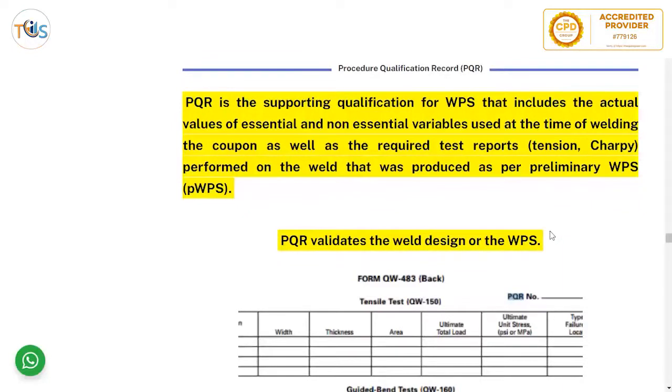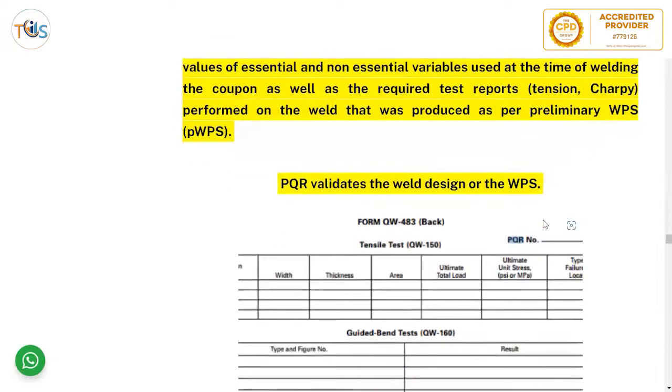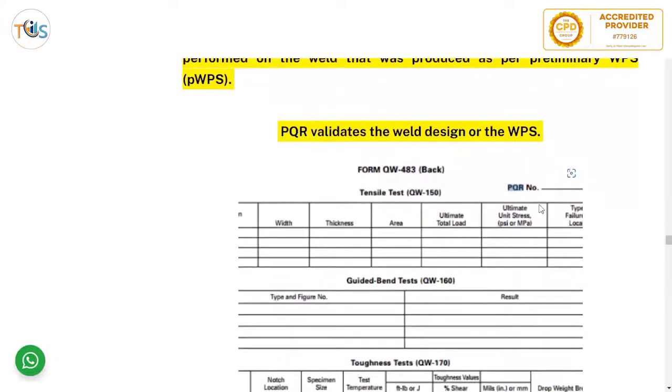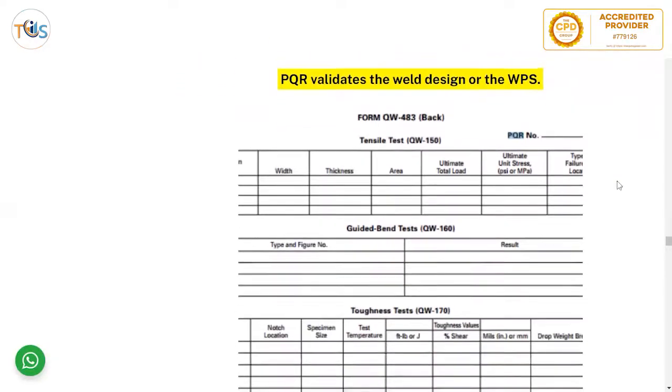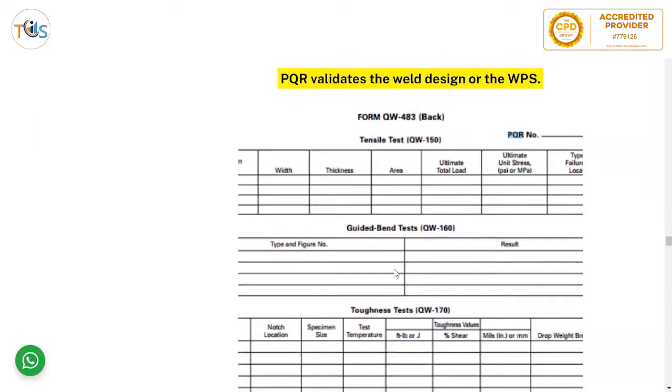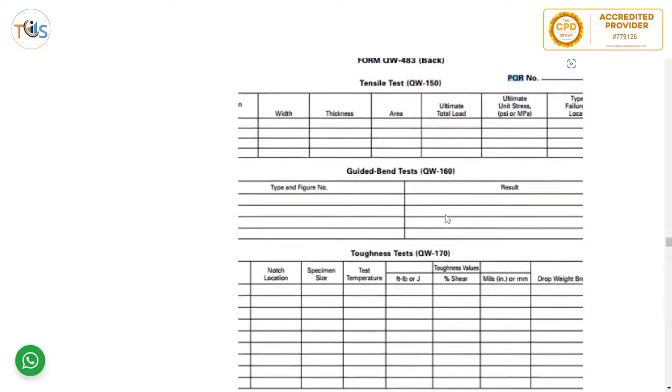PQR, procedure qualification record, is a supporting qualification for WPS that includes the actual values of essential and non-essential variables used at the time of building the coupon, as well as the required test reports, tension, Charpy performed on the weld. That was produced as per the preliminary WPS or pWPS. So you can see here, this is a template from ASME Section IX to use as a PQR form.